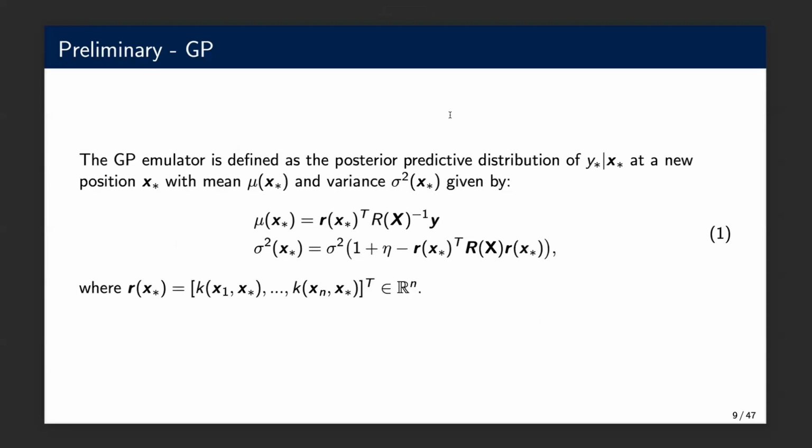And the GP emulator has an analytical mean and variance, which are given in this way. When we only consider the mean values, it's just simple kernel ridge regression.